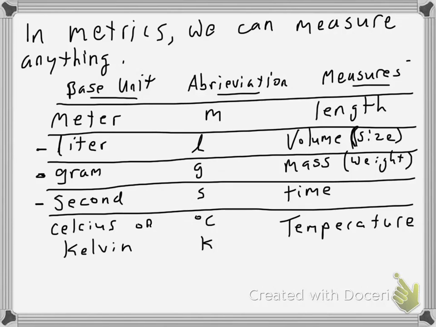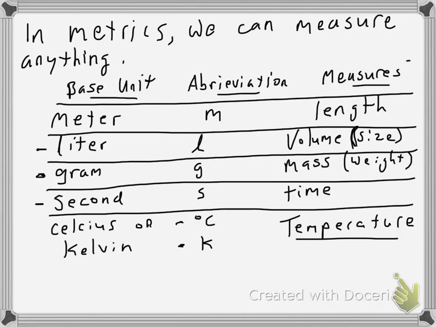And when we measure temperature, we have 2 ways of doing it. Celsius, or degrees Celsius, which is this abbreviation here. Or we have kelvins, which is the K measure. They both work out the same way in the math, but they're treated just a little bit differently. But those are the base units of the metric system.